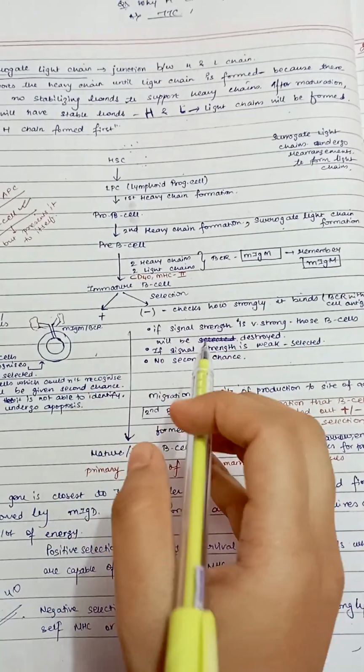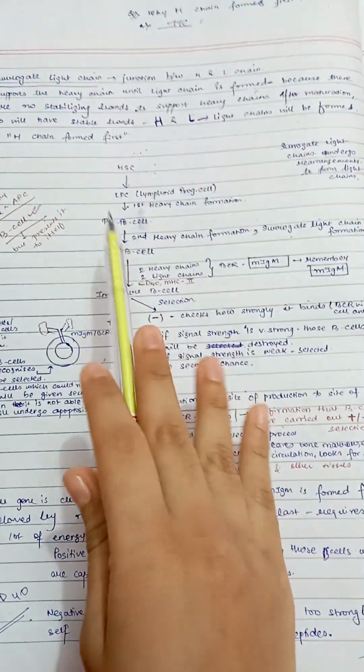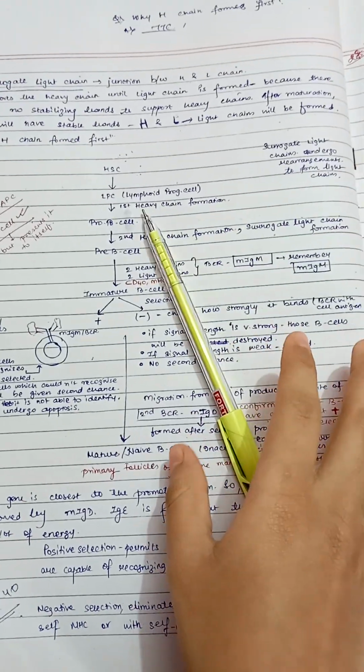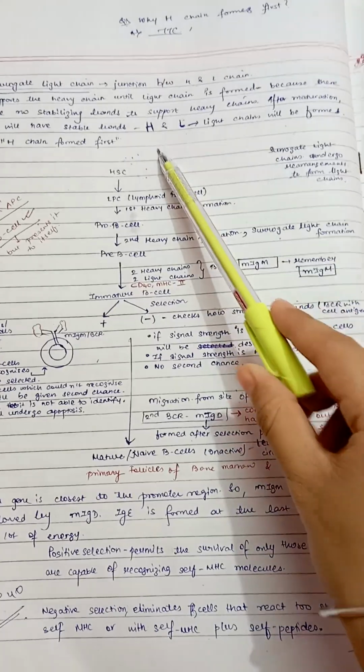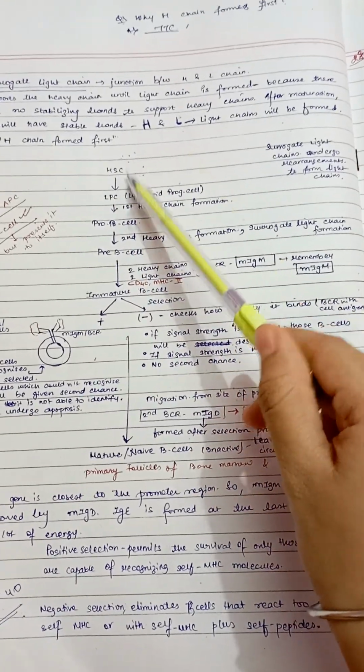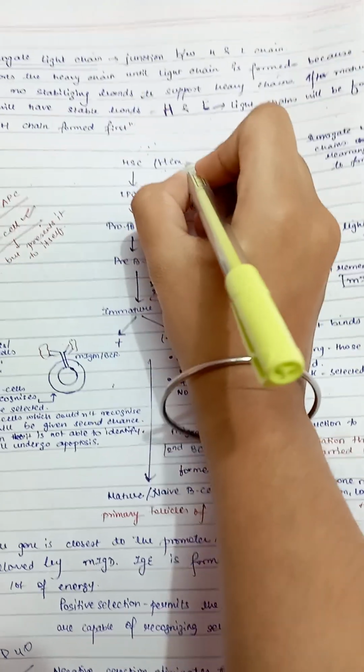Today I'm going to talk about B cell activation. This is a gist of B cell activation, in the form of a flowchart. We start with HSC. Now what is HSC? HSC stands for hematopoietic stem cell.